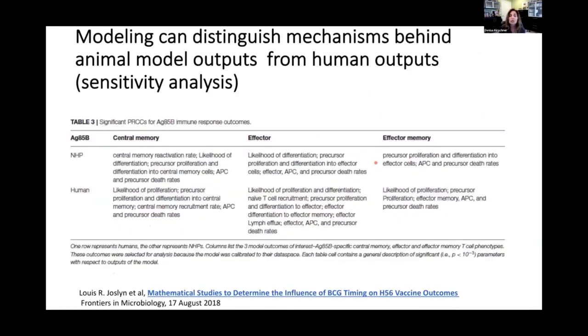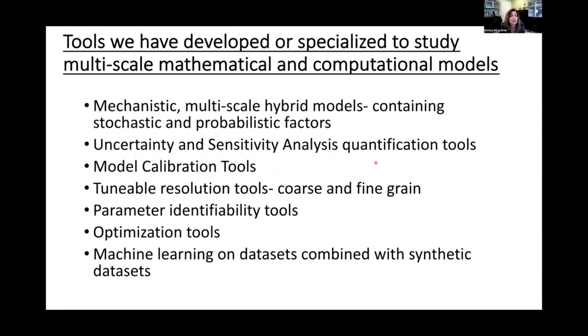The other thing that's been really useful is we've been using our models to predict differences between what we see in human results and, for example, in this case, non-human primate. So there were some beautiful vaccine studies done on a new H56 vaccine for TB that was done in non-human primates and humans. And so we used our model to predict what things made sense to translate between the two and what things didn't. We believe that helps inform clinicians and experimentalists on what's the best targets to move forward in the setting of the vaccine.